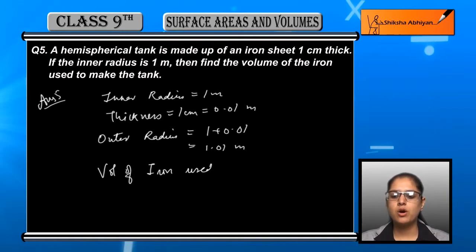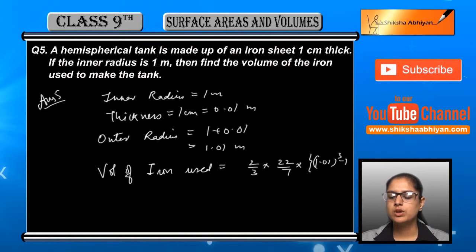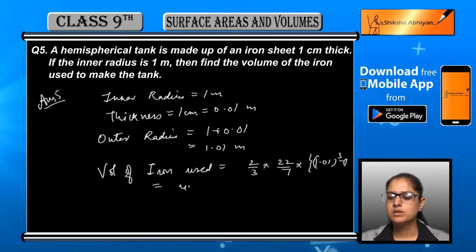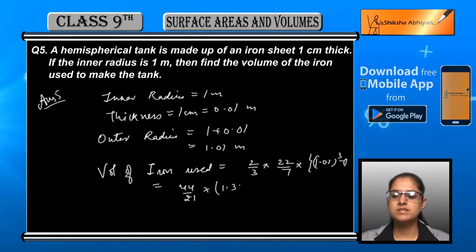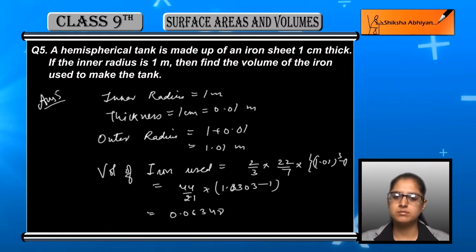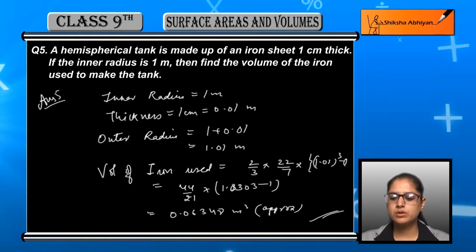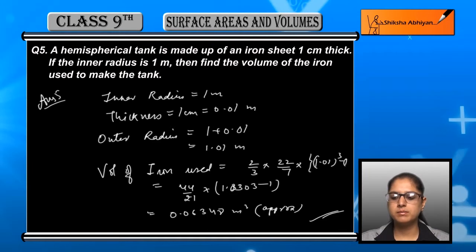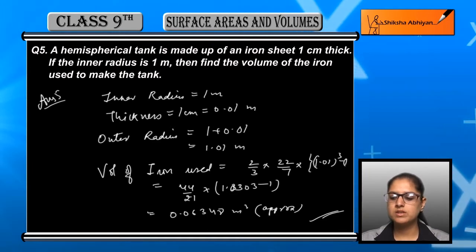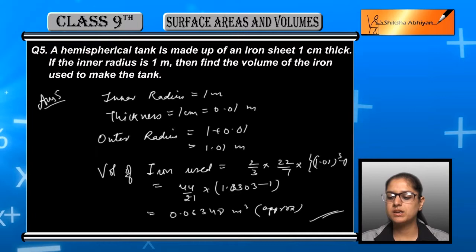Now the volume of the iron that is used to make it, वो अंदर वाला जो इसका portion है उसको हटाकर आएगा. So it is equal to 2/3, क्योंकि एक hemispherical tank है तो 2/3 multiply by 22/7. फिर again multiply by the cube of the outer radius minus the inner one. So it is equal to 44/21 multiplied by 1.0303 minus 1, which is equal to 0.0638348 meter cube approximately.